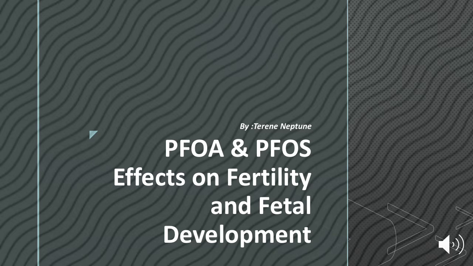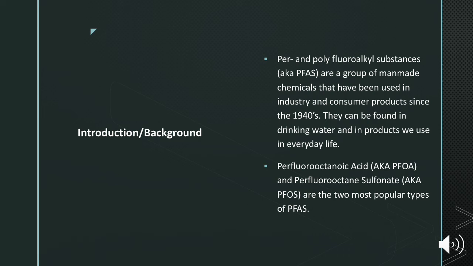The name of my presentation is PFOA and PFOS effects on fertility and fetal development. Per and polyfluoroalkyl substances, aka PFAS, are a group of man-made chemicals that have been used in industry and consumer products since the 1940s. They can be found in drinking water and in products we use in everyday life, such as non-stick pans, paint, and cleaning products.